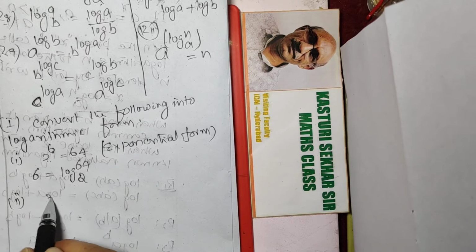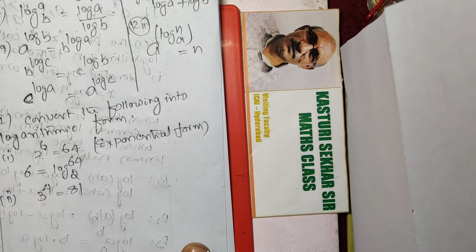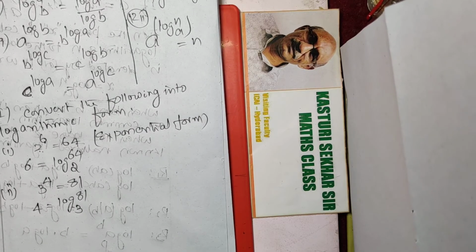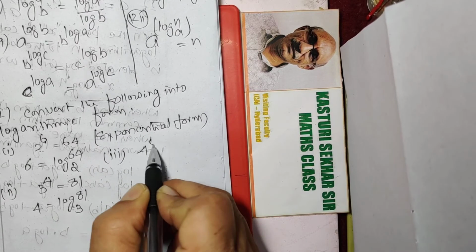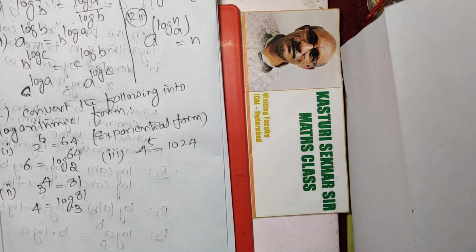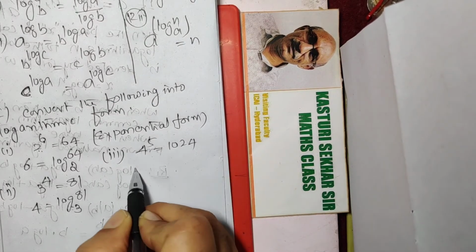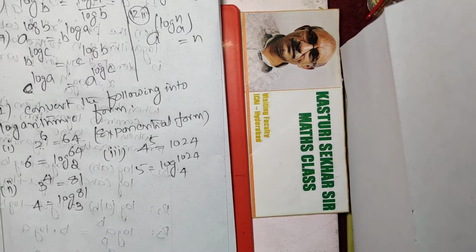Second one, 3 power 4 is equal to 81. So write this power separately: 4 is equal to log 81 to the base 3. Look at question number 3. 4 to the power of 5 is equal to 1024. So this power 5 is equal to log 1024 to the base 4.